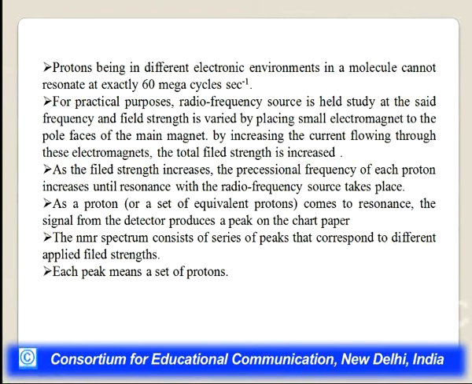And as a proton or a set of equivalent protons comes to resonance, the signal from the detector produces a peak on the chart paper with the help of an amplifier, and the NMR spectrum consists of a series of peaks that correspond to different applied field strengths. And we can also say that each peak means a set of protons. A set of equivalent protons will give a single peak.